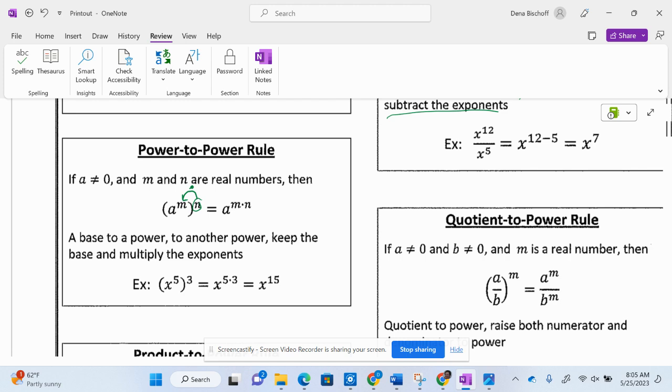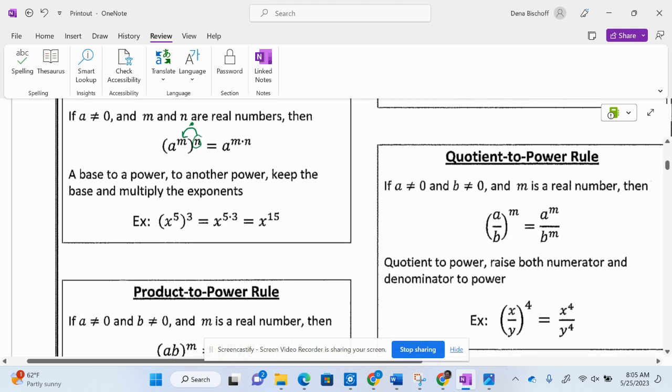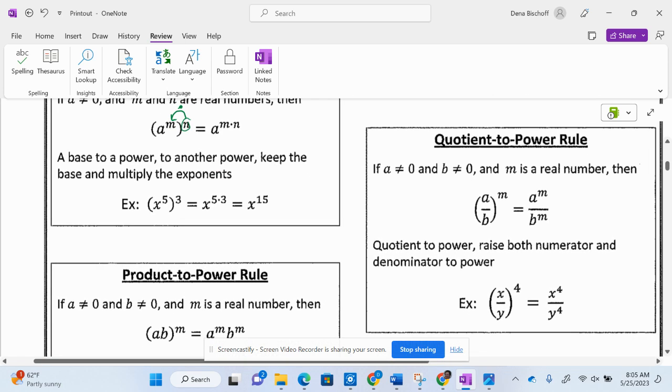A quotient of a power says if you have a fraction or a quotient and it's raised to a power, that this gets distributed to the numerator and to the denominator. The power outside the parenthesis goes to both the numerator and the denominator.